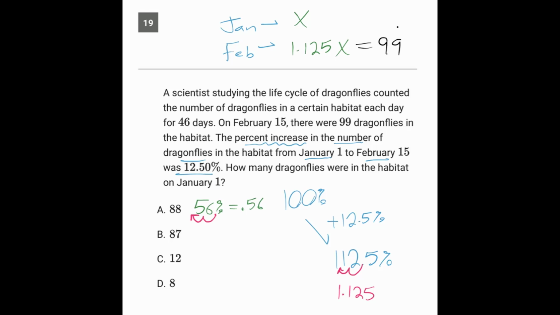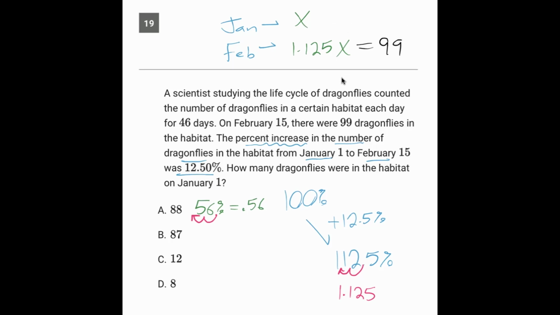dragonflies. So now we have a nice equation we can solve, and right now x is being multiplied by 1.125, so we'll do the opposite. We'll divide by 1.125, and that gives us x is 88, which is answer choice A.